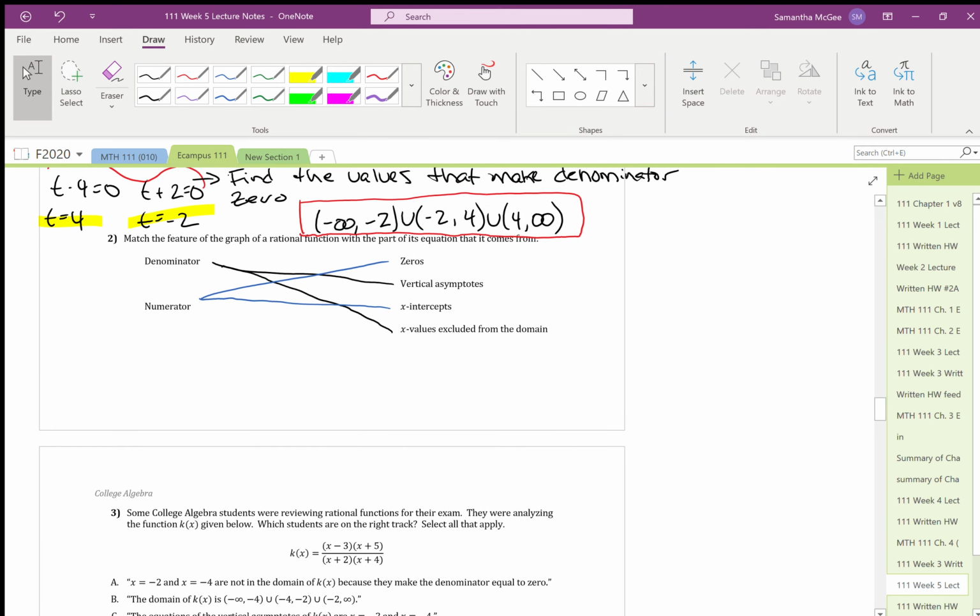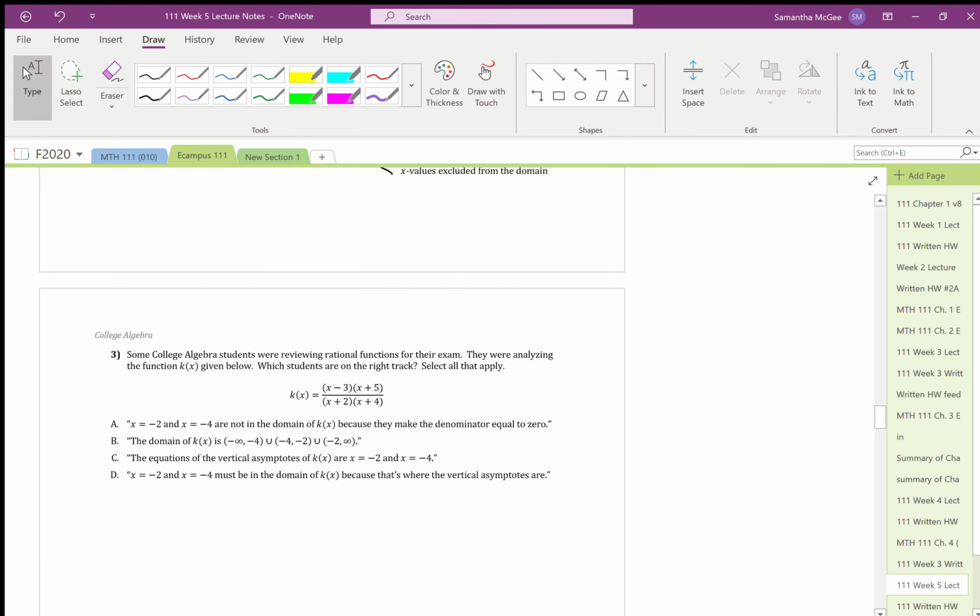And then the last question of the warm-up: we have an equation, and we have 4 different lines of reasoning, and we're asked which ones are on the right track. We start by looking at our equation. K of x is this function. I would just go through them one by one and see if we agree with them.